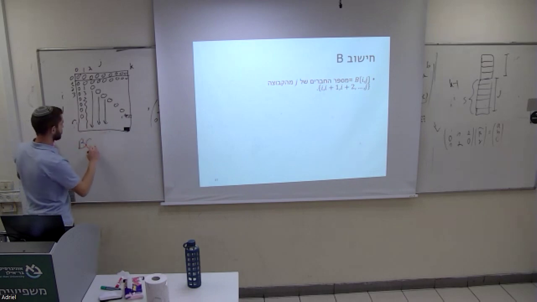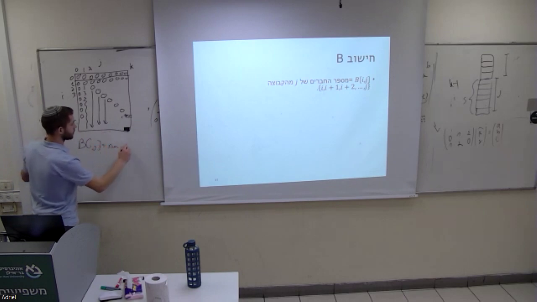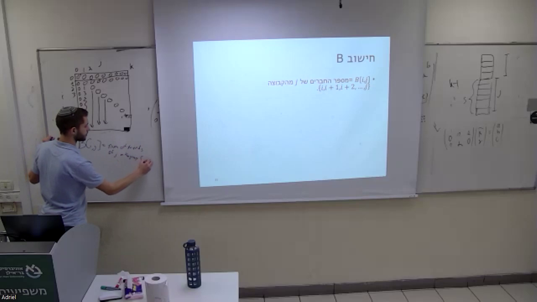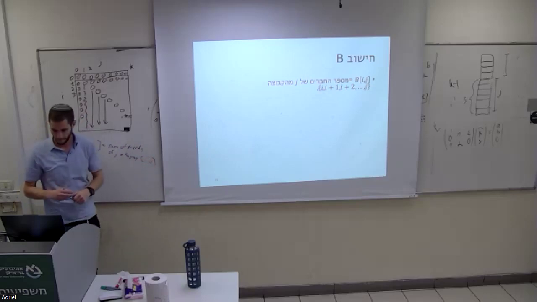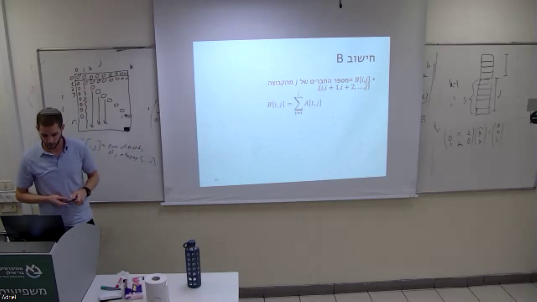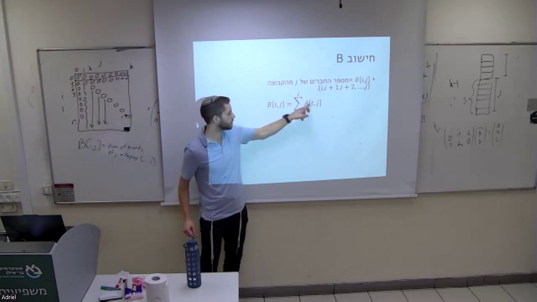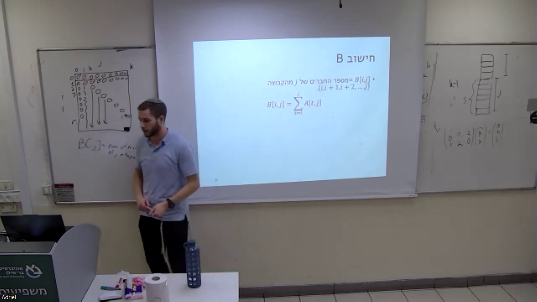Bij is the number of friends of j in the group from i to j. Now, how are we going to calculate it smartly? By definition, it's just the sum of the amount of friends from i until j that person is friends with j. That's just how we calculated it before.